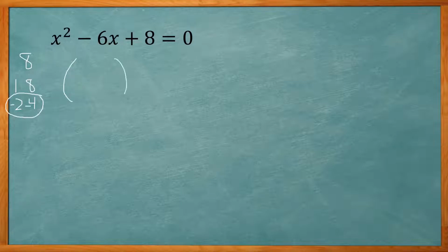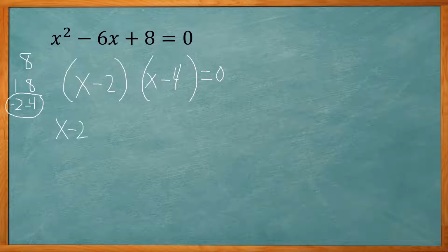So this gives me my two sets of parentheses, x minus 2 and x minus 4. And again, just set those equal to 0.